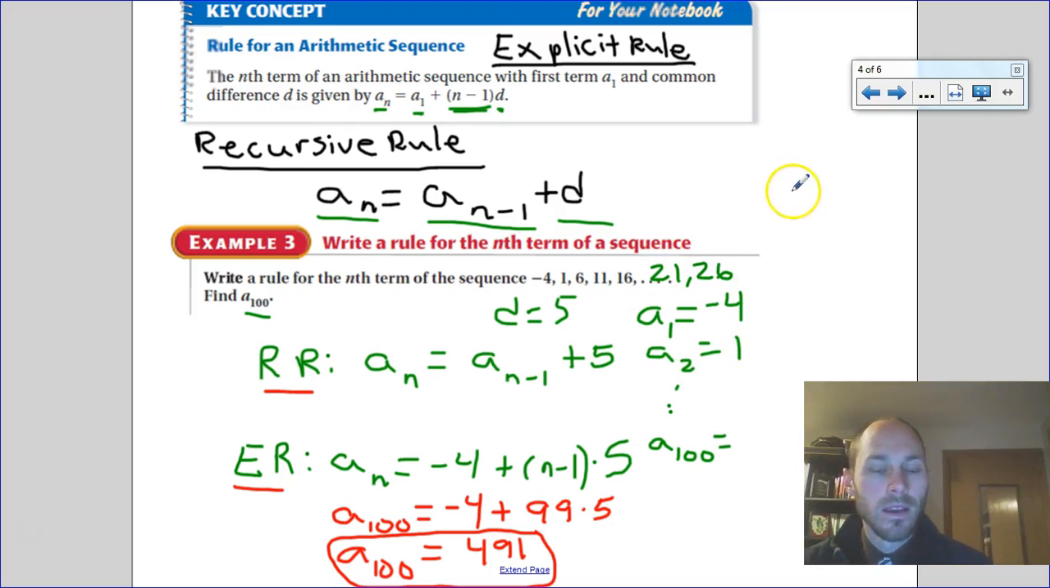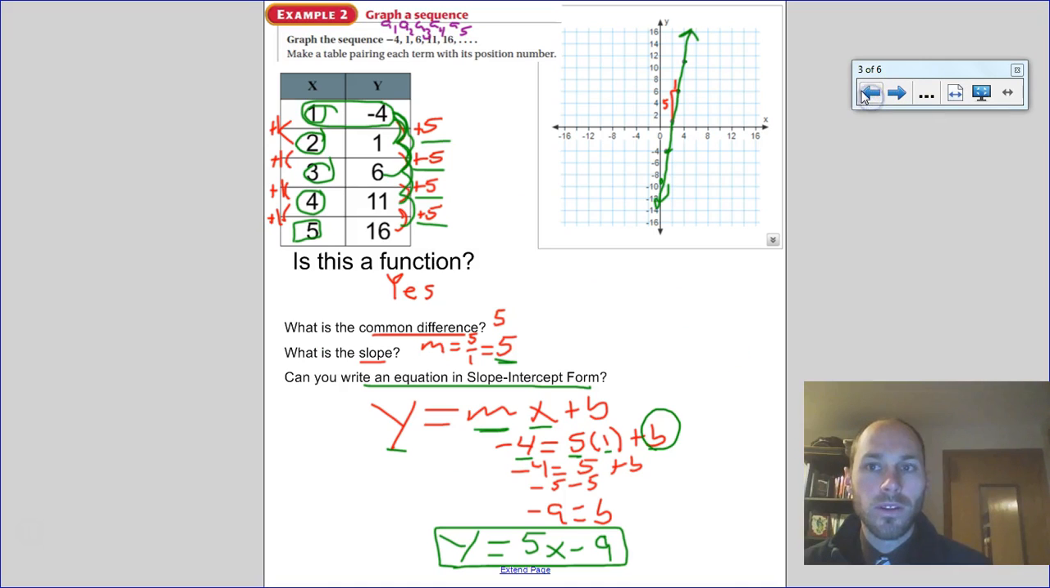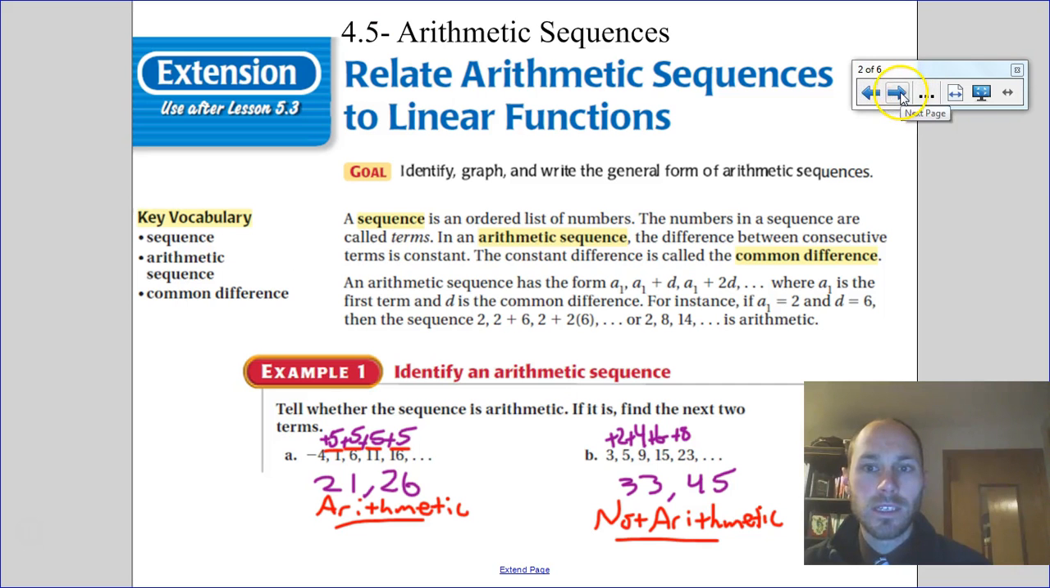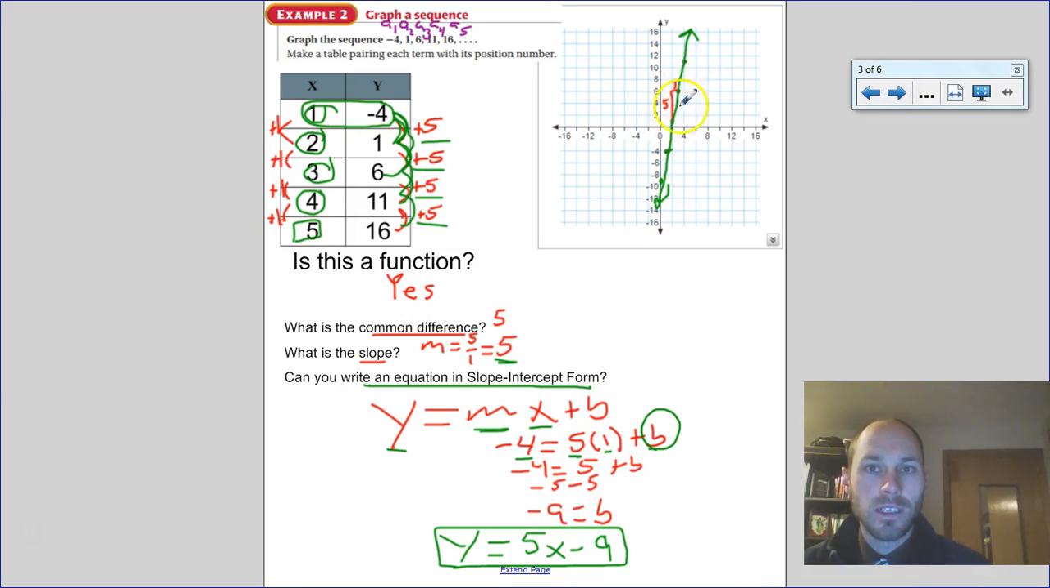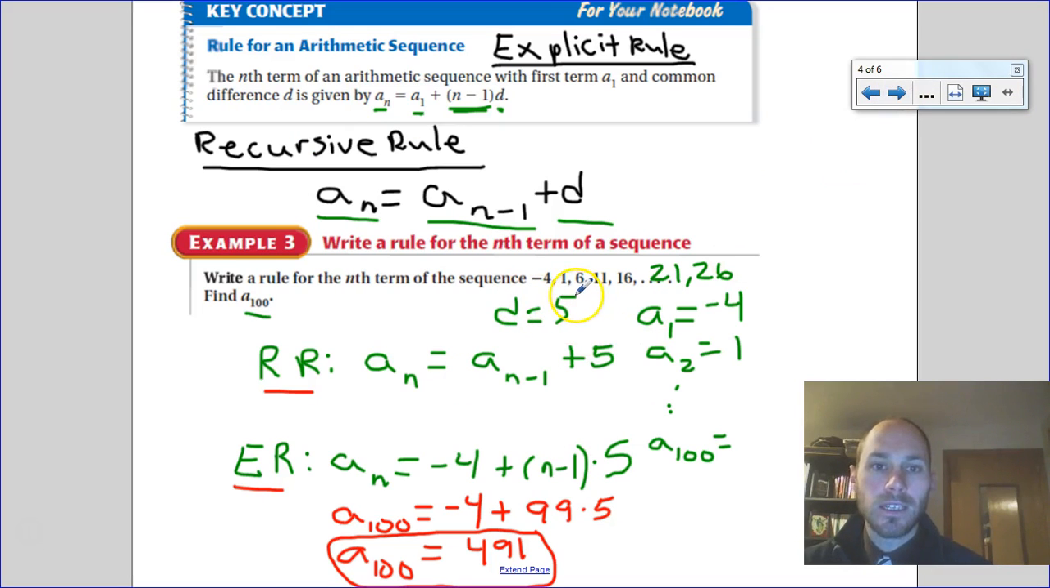Alright, so that's what we learned about sequences today. We learned how to write the recursive rule and the explicit rule, and we learned that in an arithmetic sequence, there's a common difference. The same number needs to be added every time. And we related that to a linear function and found out that really the common difference is the slope. So take some time to practice looking at what an arithmetic sequence is as you work through the practice problems.